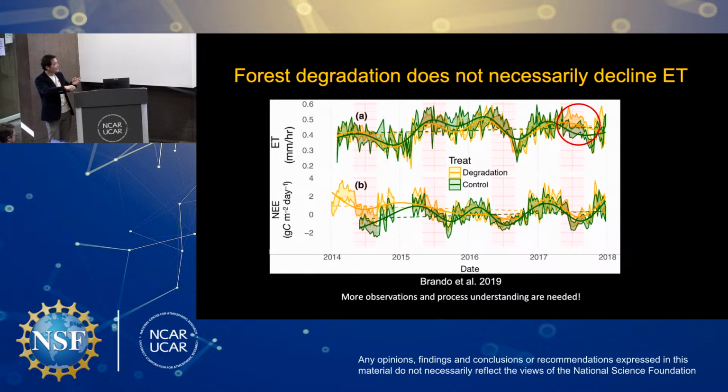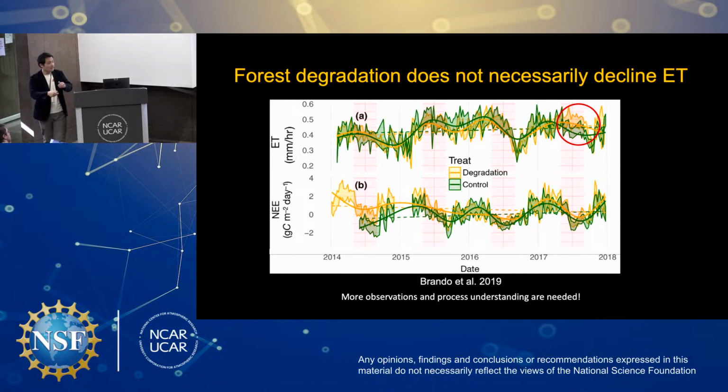So I'm highlighting Paulo's earlier paper here. He monitored the ET and also the NEE in both a degradation site and a nearby intact forest site. If you look from the year 2017, you can see the degradation site clearly has less forest cover compared to the intact site. Looking at the ET change, the observations actually indicate a higher ET at the low forest cover site.